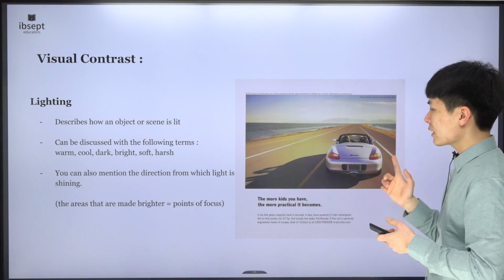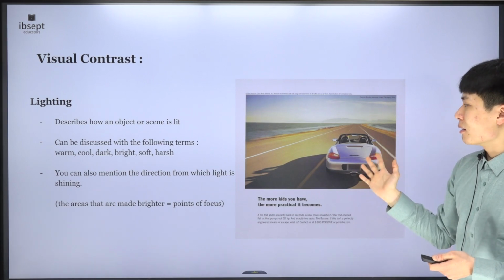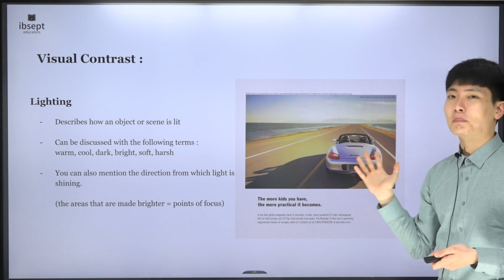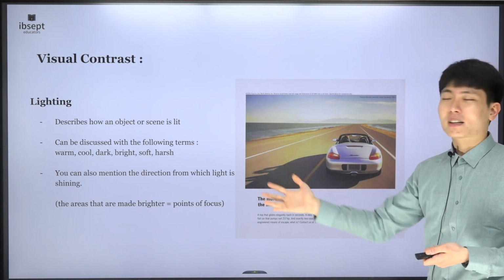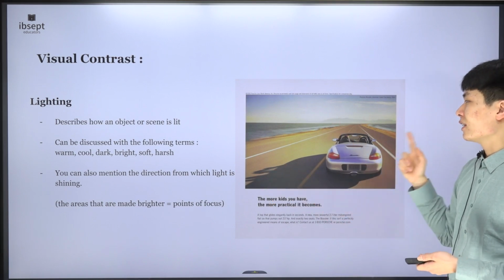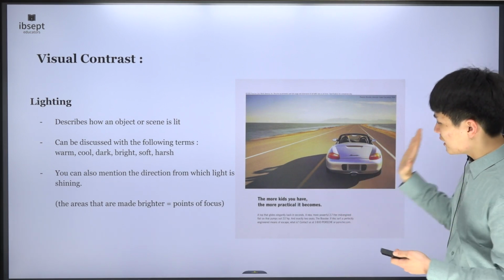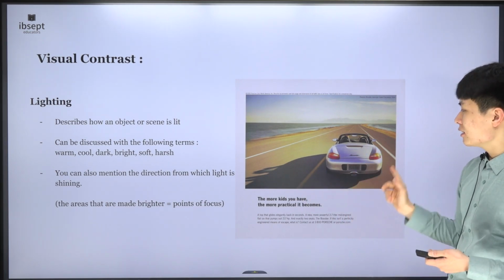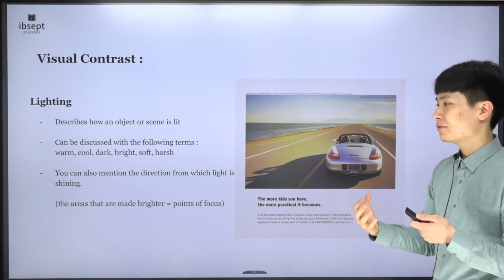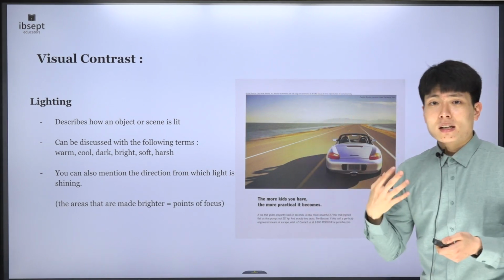So let's look at this portion of the advertisement. We innately know that this is more warmly lit than it is coolly lit. We understand that this is a brighter rather than a darker lit advertisement. We also can tell that the lighting in this advertisement is softer, not harsher, because yes, we see the shadow being cast, but we can also see the details within the shadow. It's not obscuring anything. So that is how you can describe the lighting of the scene.